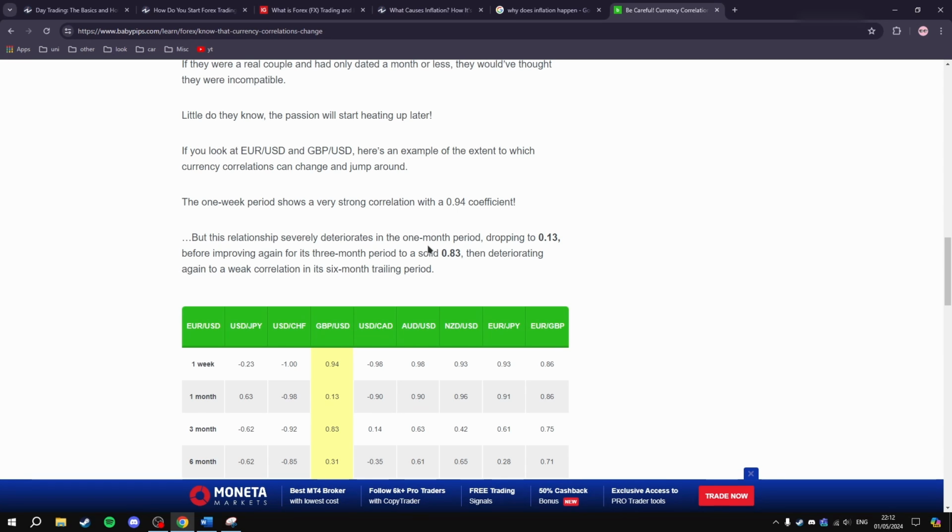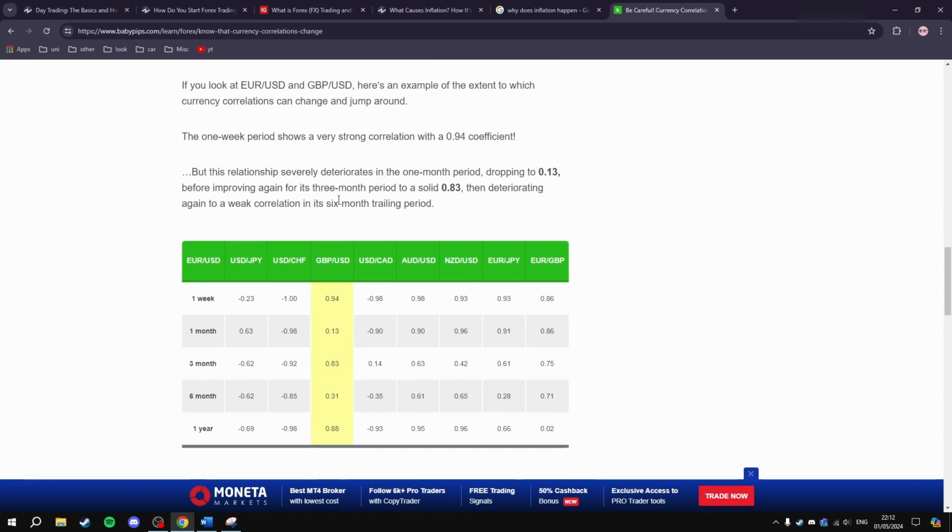If you look at Euro USD and GBP USD, here's an example of the extent to which currency correlations can change and jump around. The 1 week period shows a very strong correlation with a 0.94 coefficient, but this relationship severely deteriorates in the 1 month period, dropping to 0.13, before improving again for its 3 month period to a solid 0.83, then deteriorating again to a weak correlation in its 6 month trailing period, and then in a year's time it goes up to a very strong positive correlation again.